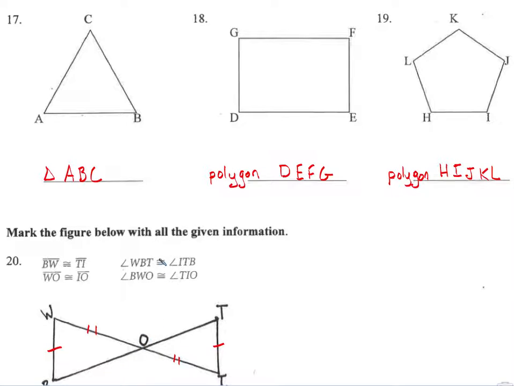So everyone got those points, but then the angles started messing people up. So WBT is right here, and that's congruent to ITB, which is right here. So those two need a tick mark. And then a lot of people decided to put angles in the middle here, which isn't quite correct. So let's look at this, BWO. So BWO, it's this angle right here. And TIO, so it's this angle right here. So just be careful on what angle you're actually talking about. I think that was just the most common error here.